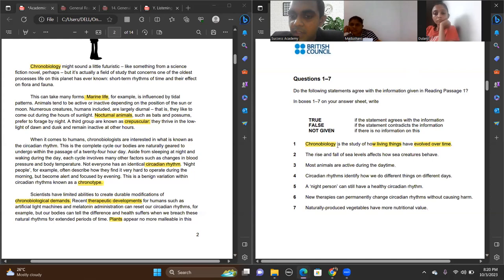So first, we have to locate this. Okay, we remember, we highlighted it here, chronobiology. Okay, can we find living things? Is it here? No, there's nothing to say living things. Yes, there is. Life on this planet, right?